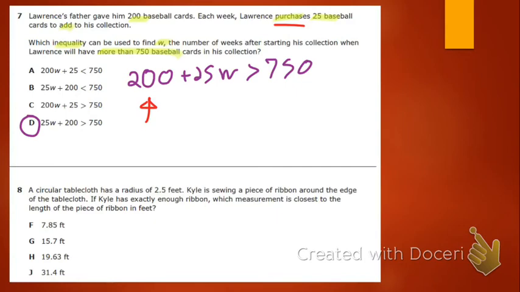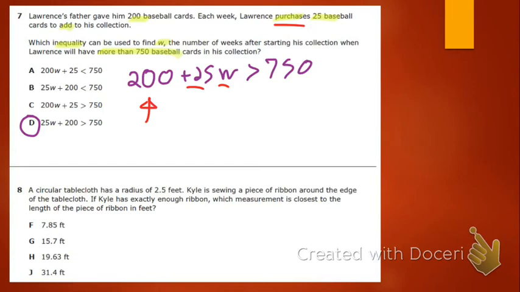So here's how many he's purchasing and the number of weeks. And the keyword here is also "more than." So whatever he has and is purchasing every week has to be more than 750 baseball cards. So that's why the correct answer here is letter D.